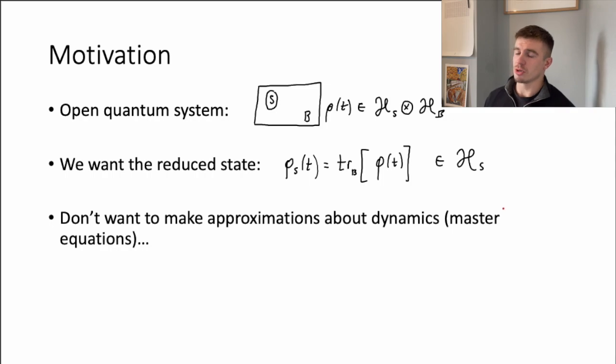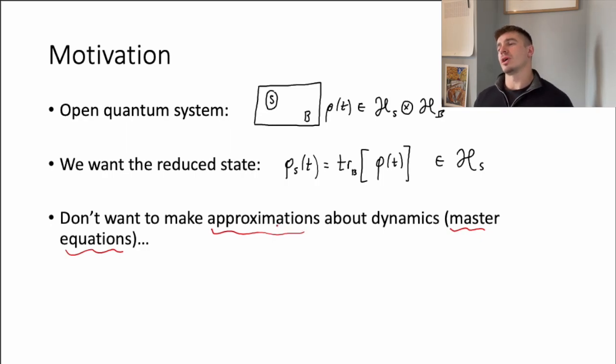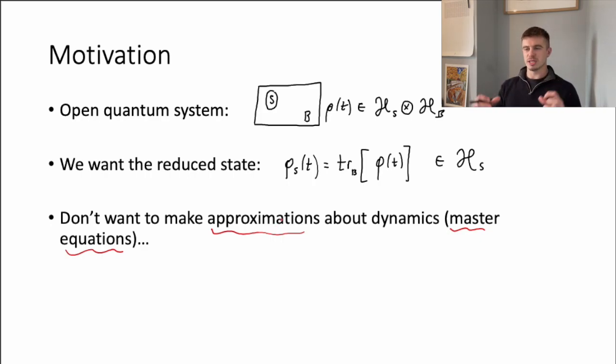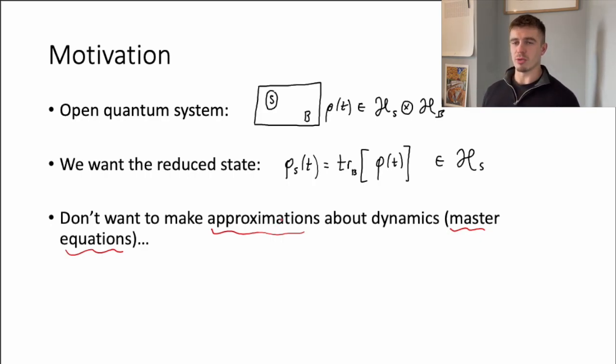So one way that we could do this is we could derive an approximate master equation for the reduced state of the system. And then we could track the dynamics through that approximate master equation. But right now we're not interested in making approximations at the level of the physics. We don't want to assume anything about how the system and the bath interact.